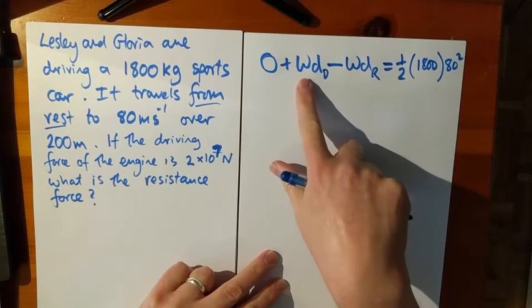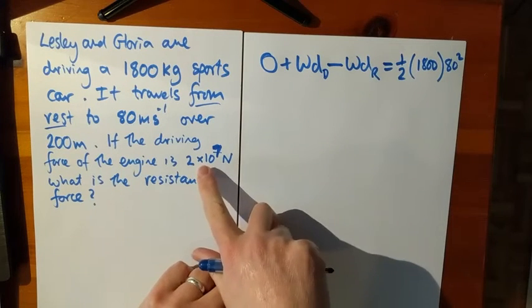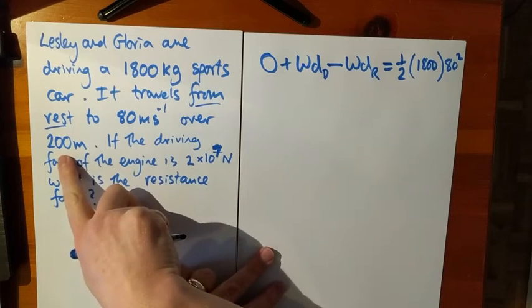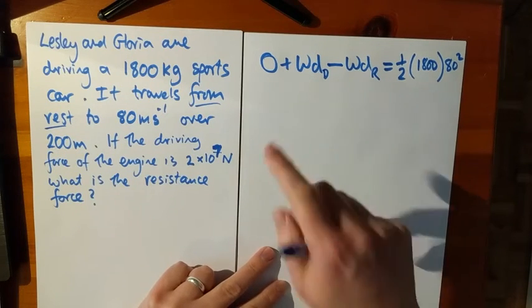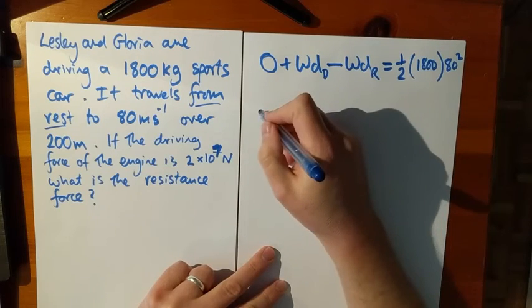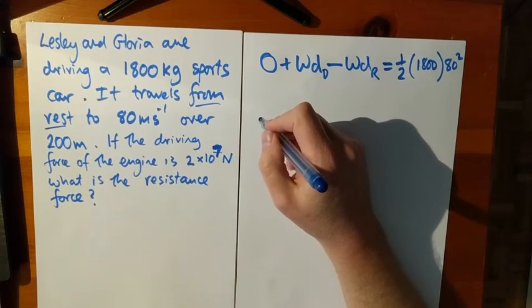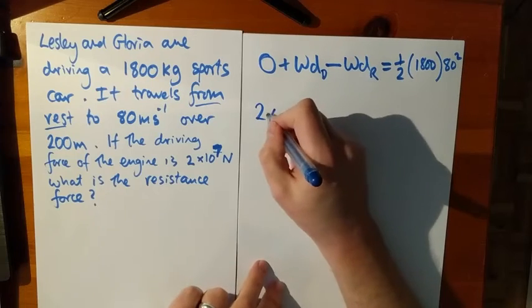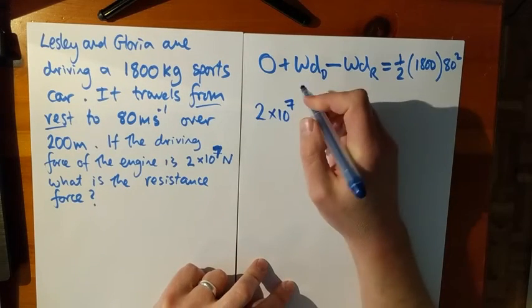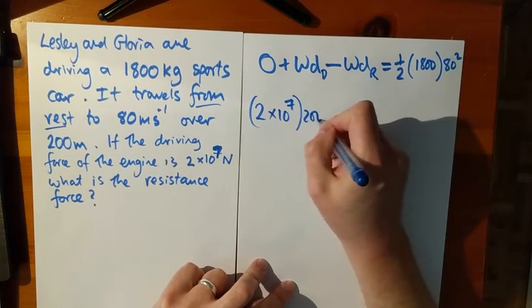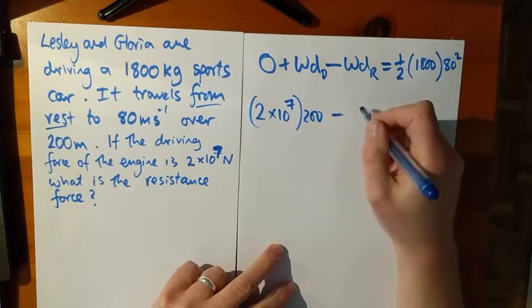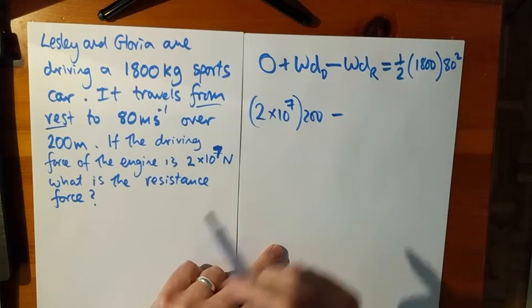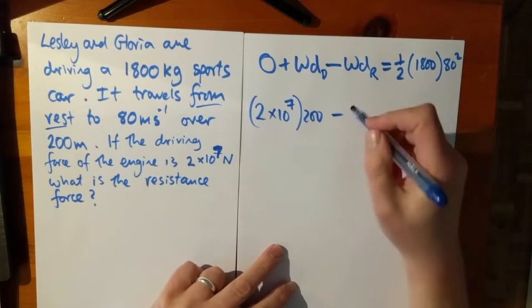Okay, we are told the driving force of the engine is that. So if we want to work out the work done by the driving force of the engine, it's going to be this multiplied by the distance travelled. Work done is always the force times the distance travelled or the displacement. The 0 doesn't matter anymore. So we've got 2 times 10 to the power of 7 multiplied by 200. Take away the work done by resistance, that's what we're looking for really. Once we've got the work done by resistance, we can find out the size of the resistance force.